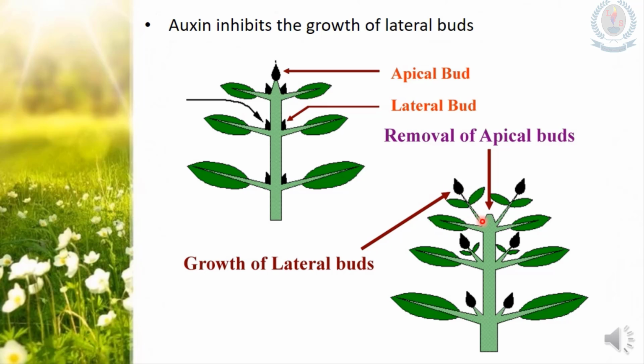Once you cut the apical bud or apex, what happens? The auxin molecules produced from the apex will stop, and no more growth stimulation happens from the apical bud. At that time, the lateral buds are getting the chance to grow themselves. Now, the lateral buds are producing auxin molecules and they are growing.